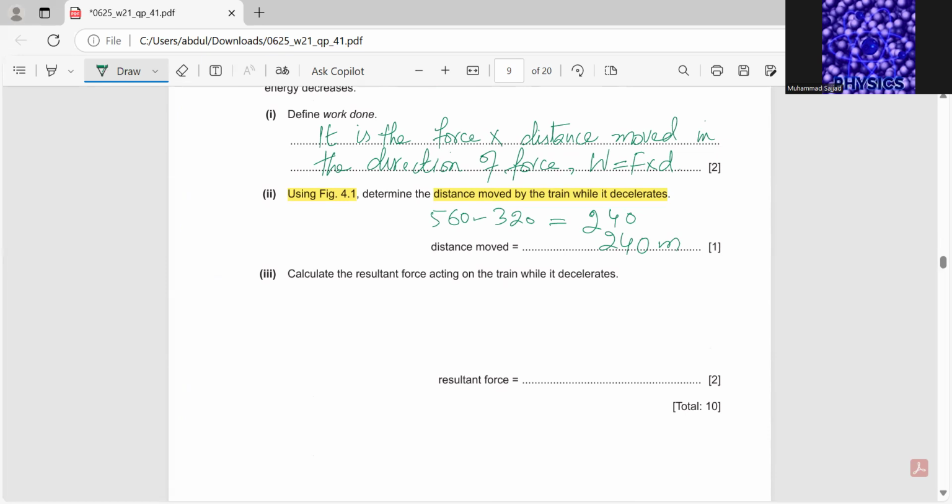Calculate the resultant force acting on the train while it decelerates. Work done is equal to energy transferred.